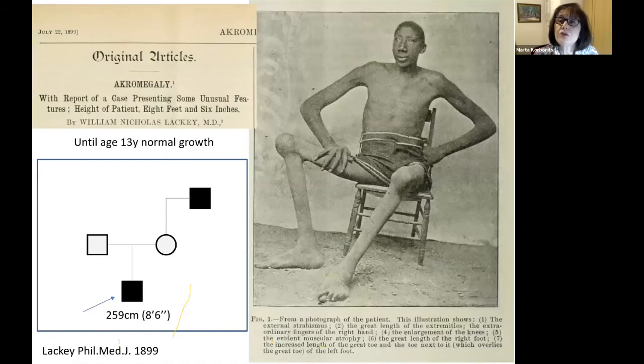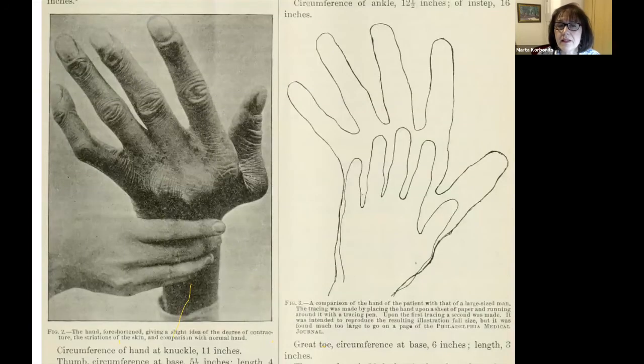This is a patient from the United States who was extremely tall, over 2.5 meters. And he had a history of his grandfather also being a giant, again suggesting that this could be a genetic disease. And this is just a photograph of his hand with a drawing showing the size of his hand compared to a healthy hand.